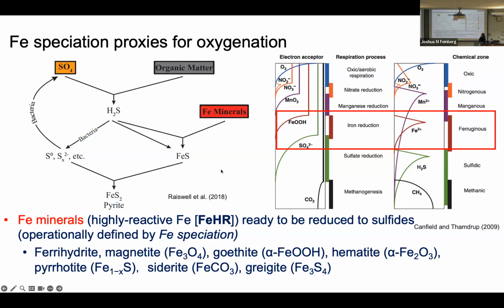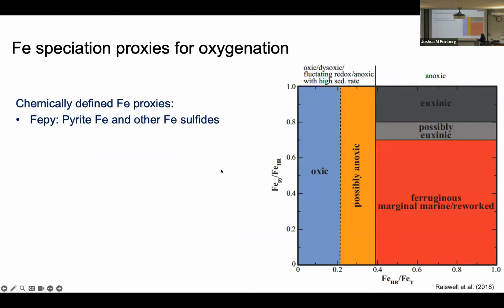So with all the highly reactive iron, we could start defining different areas that geochemists think would represent the bottom water conditions. First of all, we have pyrite iron, the ultimate destination of iron sulfides, the most stable version, right, is pyrite iron.